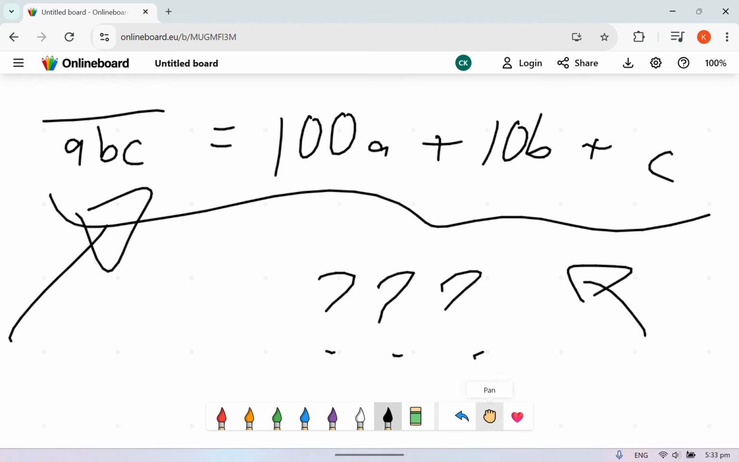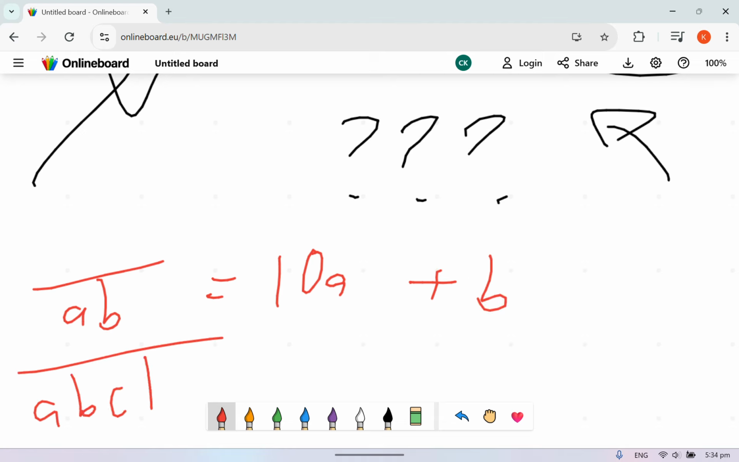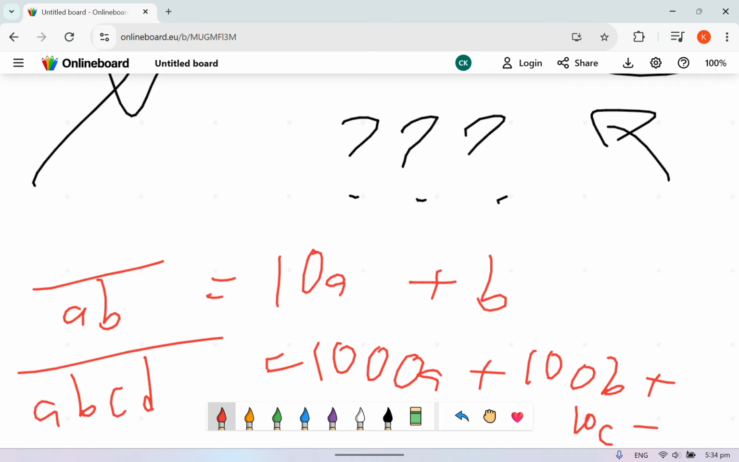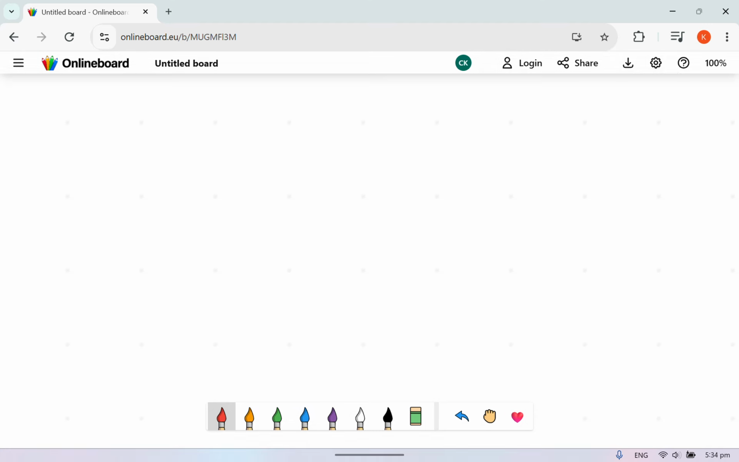Okay, so if we have something like AB, that will be 10a plus b. If we have A, B, C, D, that will be 1000a plus 100b plus 10c plus d. Okay, now let's start. Now, the divisibility test for 8 is similar to 2 and 4. Now I'm going to let you guys think about this one.